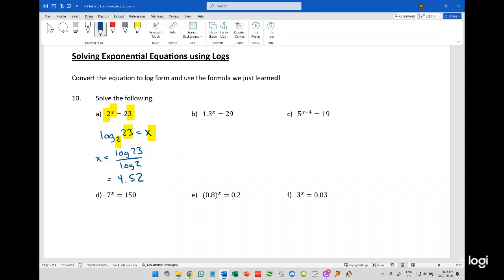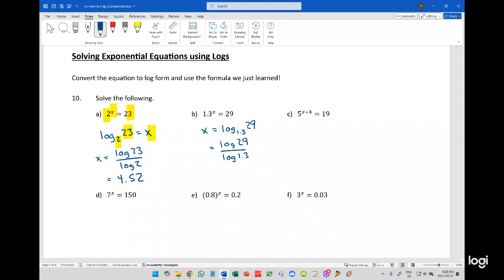Okay, same thing. I'm going to rewrite this. x is the exponent I'm looking for, and it's log base 1.3 of 29. So that's equal to log of 29. Again, the log without any number written as a base is by default base 10, which is what our calculator does. And then I just divide by the log of the base.